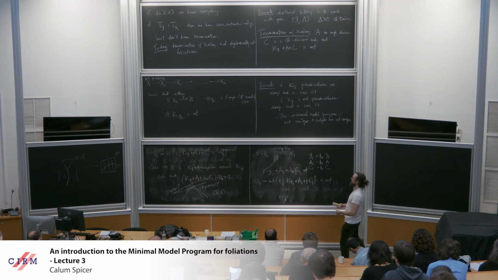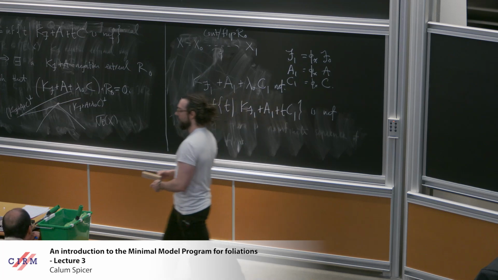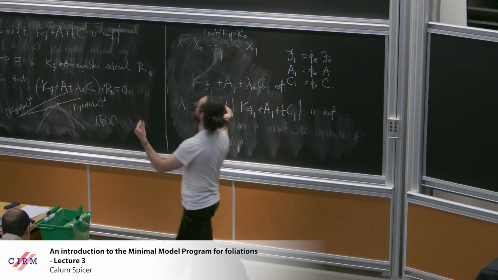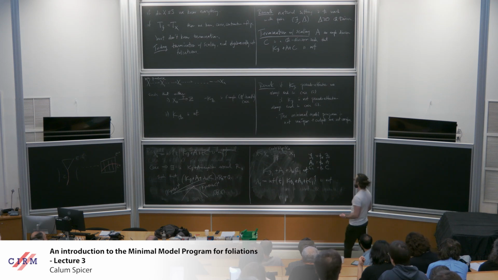Yes, so I didn't say this last time, but divisorial contractions and flips preserve Q-factoriality always. And I should also say that all these steps preserve KLT also. So KLT and Q-factoriality are preserved by all these steps of the MMP.